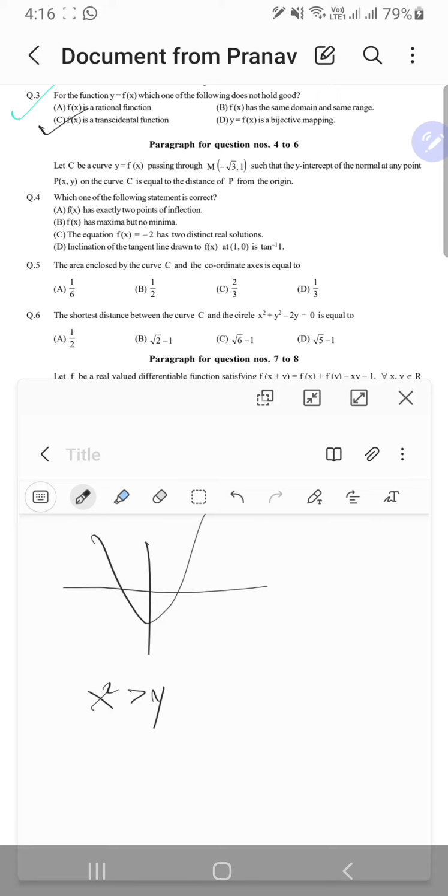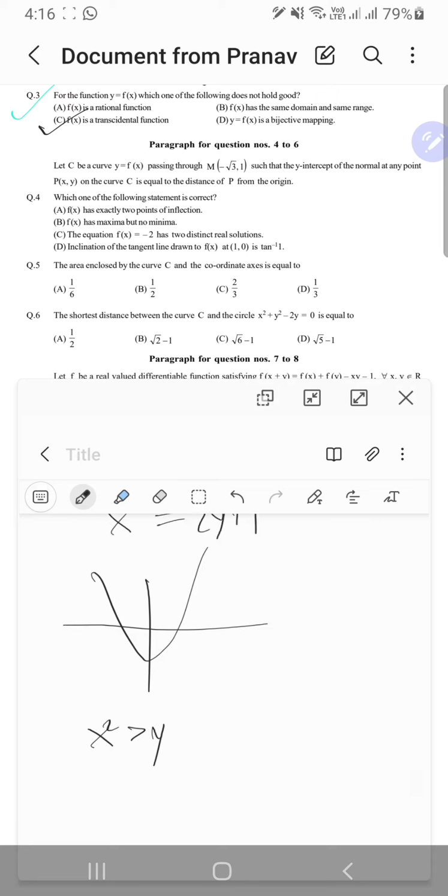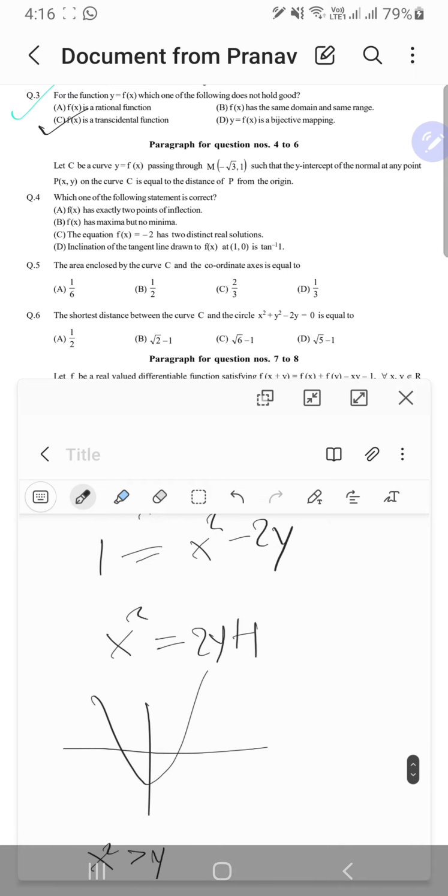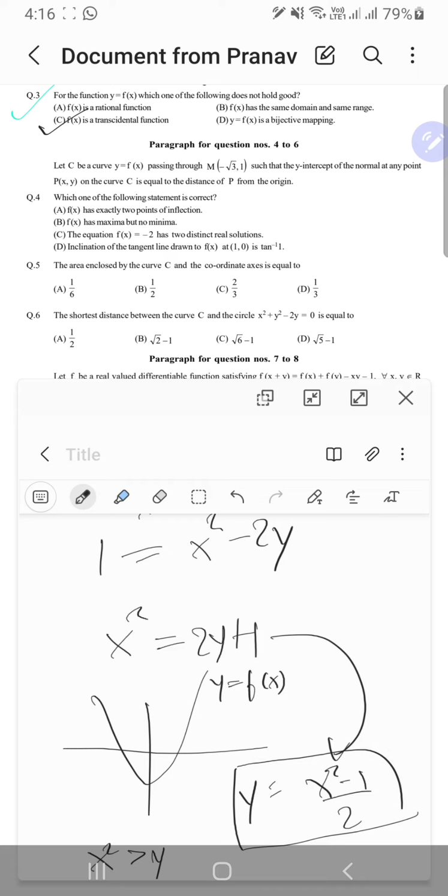The equation f of x equal to, wait. f of x, we don't want a curve. We want, well, fine, it's a curve. It's okay. So it is y equal to f of x. Just make this thing into different formats, like y equal to x squared minus 1 upon 2. Fine. So yes, it only has a minima, it doesn't have a maxima.